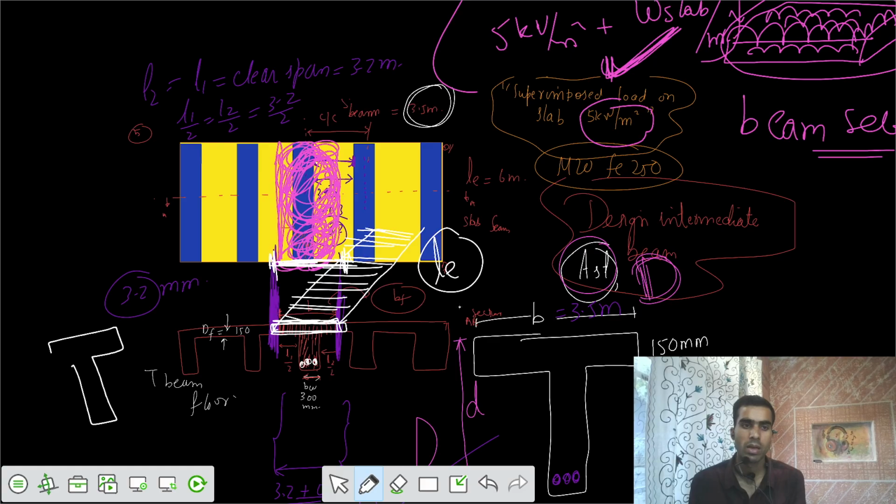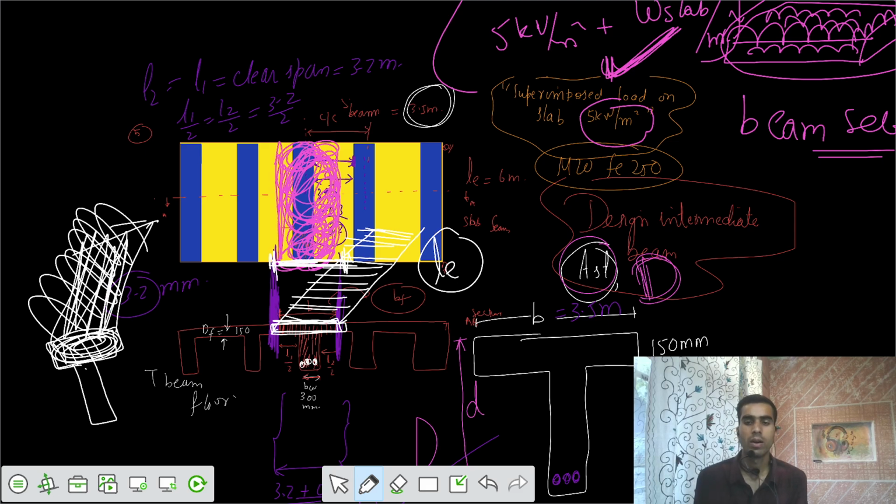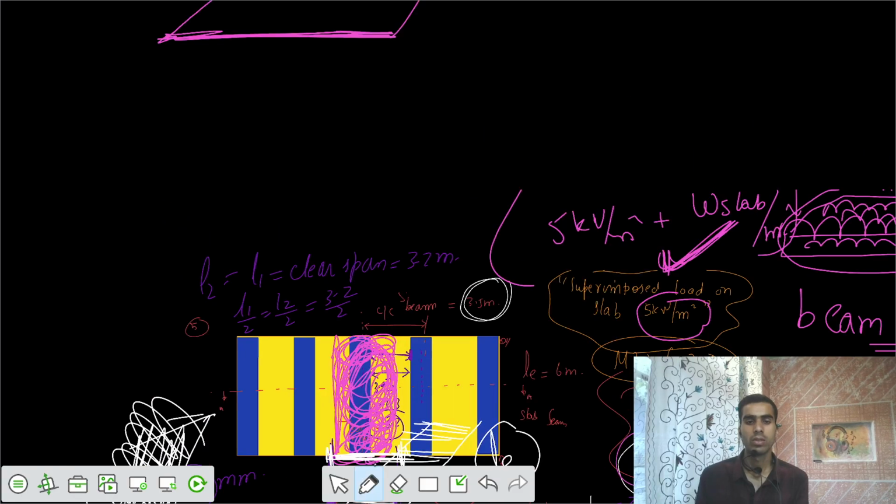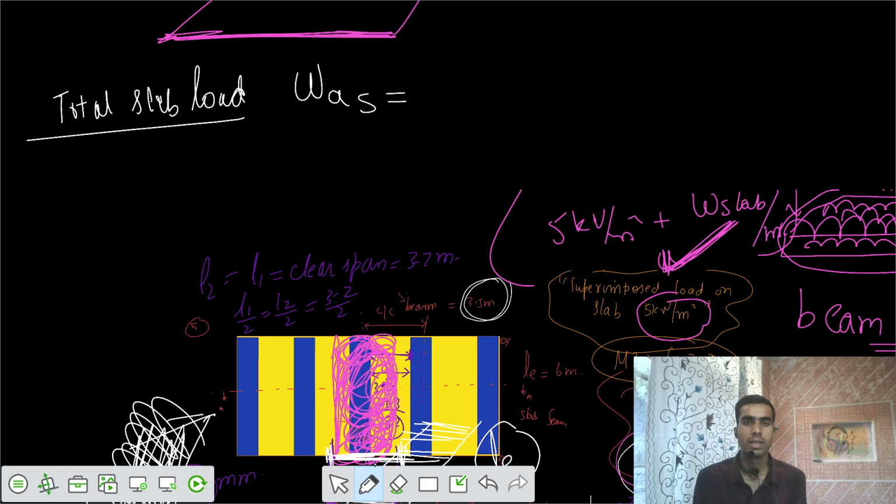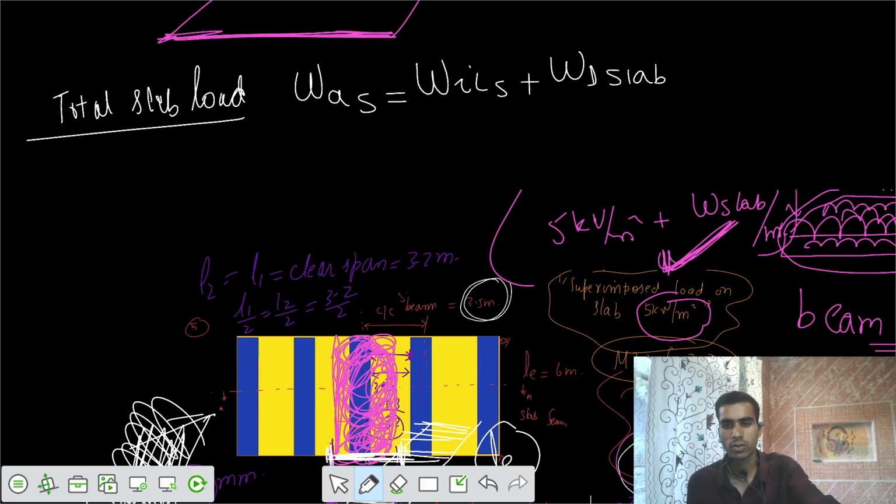So there is some T beam, and on this beam one load is the slab weight, and the next load is applied at the top of the slab. So let's solve for that. Calculation of total loads: the total slab load, I would write as W on slab. That is your imposed load on slab plus your self weight or dead load of slab. Can you try to calculate those values?